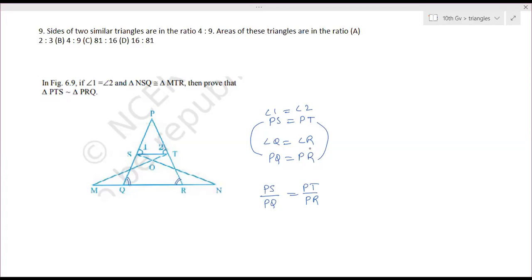Ma'am, after writing that ST is parallel to QR, then we should prove it. But it is not needed. You already got the two side ratio and angle P is common. Oh, okay, ma'am. Directly use similarity to show that two triangles are similar. PS of the smaller triangle, PQ of the larger triangle ratio, PT of the smaller triangle, PR of the larger triangle ratio are equal and angle P is common in both the triangles. So therefore triangle PST and PQR are similar.